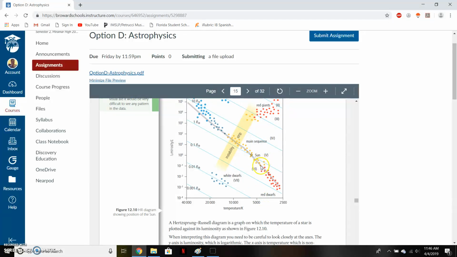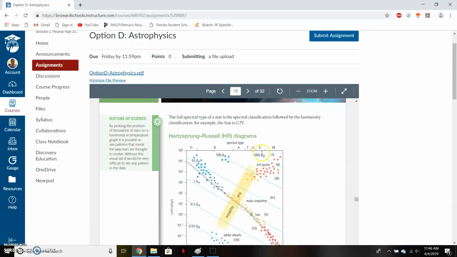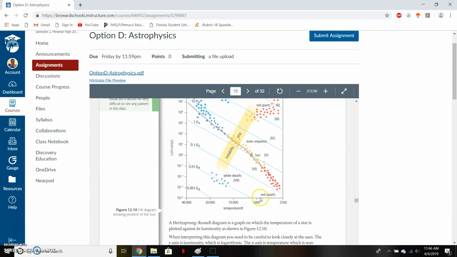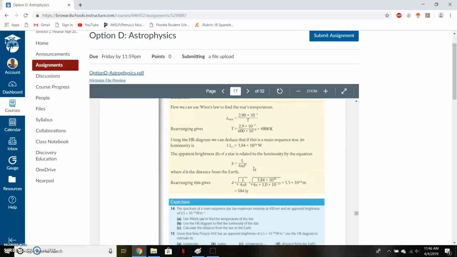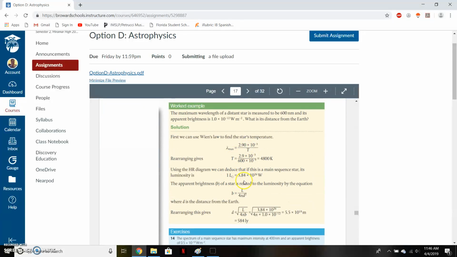If we look at that, apparently they just approximate it to the sun because it's in this class. Let's see, it would be right around here. So it's class K. But I guess it's going to be the luminosity of that of the sun. The sun's luminosity is 3.84 times 10 to the 26 watts.